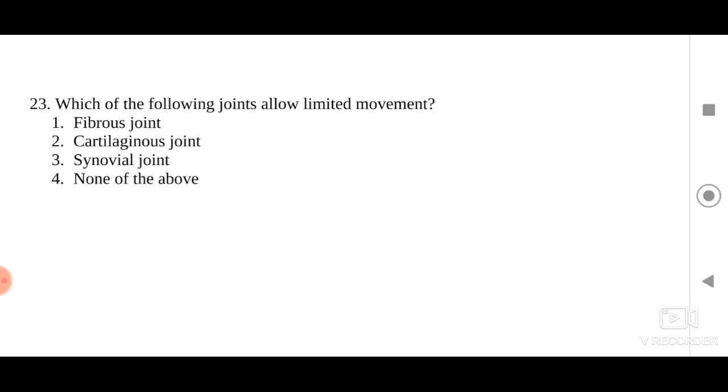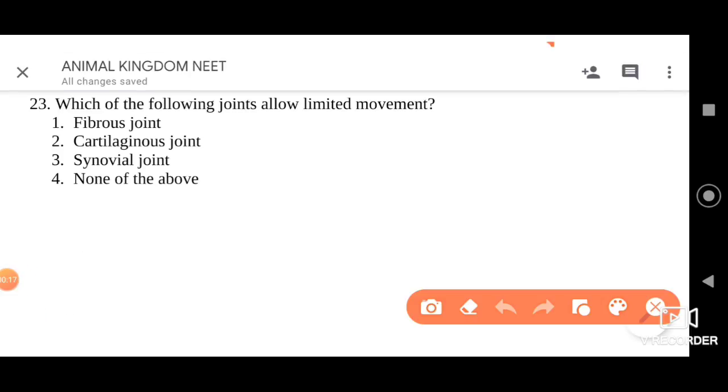Next we have, which of the following joints allow limited movement? Fibrous joint, cartilaginous joint, synovial joint, and none of the above are the 4 options. Okay, my friends, let me move with each one of it. First, let us talk about the fibrous joint.